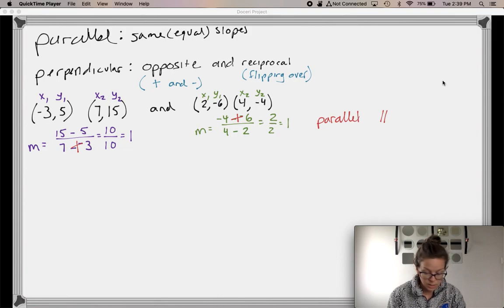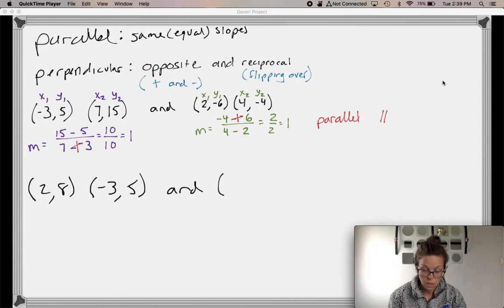Let's look at a second example with points here. So my first line is going to go from 2, 8 to negative 3, 5. And my second line is going to go from 1, 8 to 4, 3. Okay, now we want to decide, are these two lines going to be parallel, perpendicular, or neither?